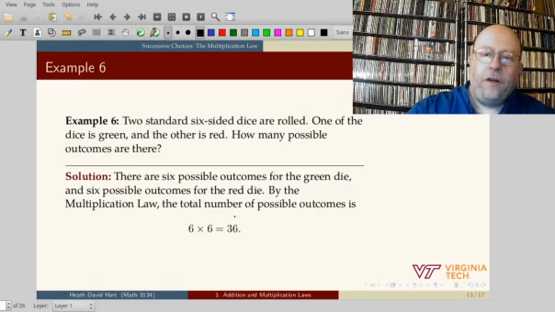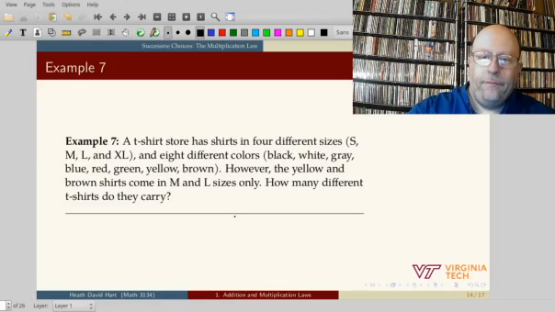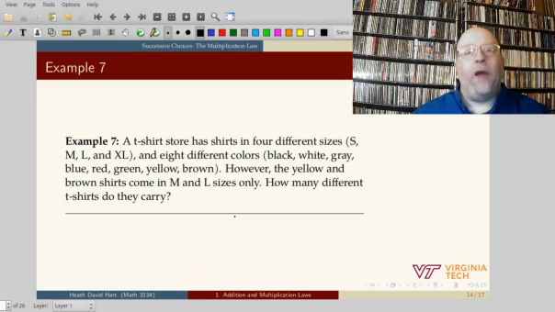Let's look at a harder example now. A T-shirt store has shirts in 4 different sizes: small, medium, large, and extra large, and 8 colors: black, white, gray, blue, red, green, yellow, and brown. But the yellow and brown shirts only come in medium and large sizes. How many different T-shirts do they carry? Okay.